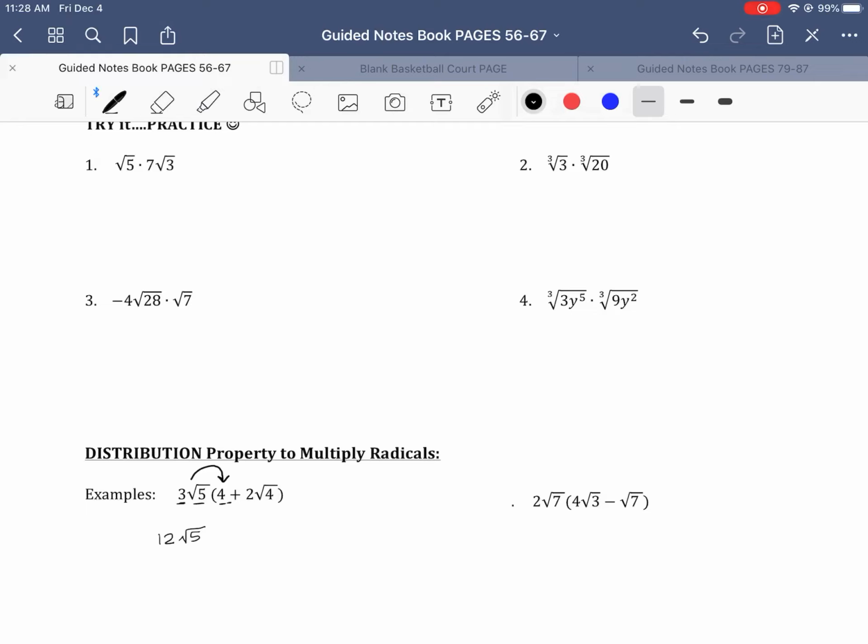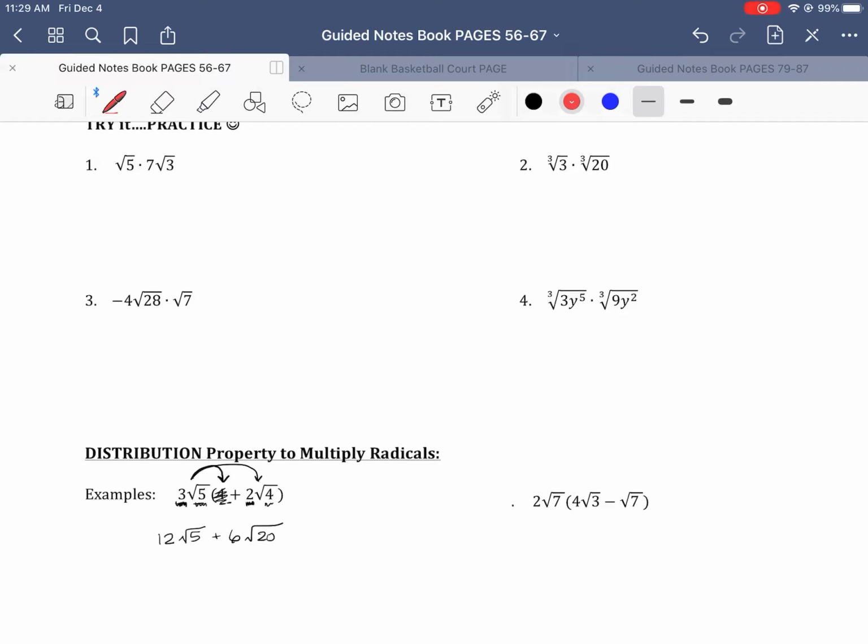Okay. Now I ignore the 4 because I already multiplied to the 4, and I'm going to distribute over here. So once again, I take the 3, the coefficient, multiply it by its coefficient, so 3 times 2 is 6, and then I multiply the radicand, so 5 times 4 is the square root of 20.